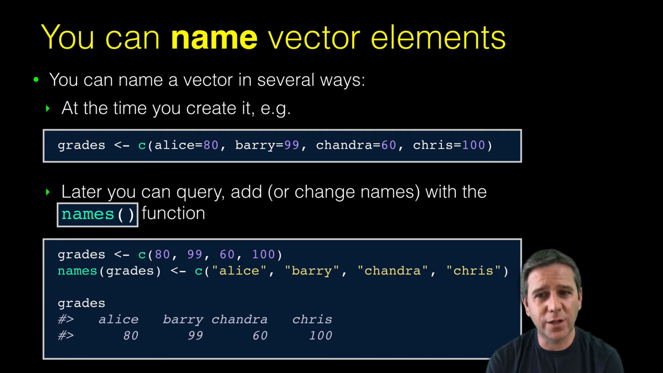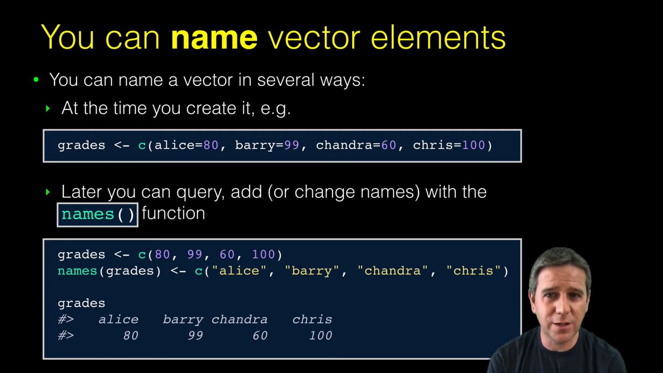Or I could do this after I've created the vector, as in this example here at the bottom, where I'm creating the vector first, and it's got 4 numbers in it. And then I use this names function here to add the names, a character vector of names that's the same length as the original vector of grades here. That'll give me the same thing. So I can either do it at the time of creation or do it later with this names function, which can either set or query or change the names attribute of a vector.